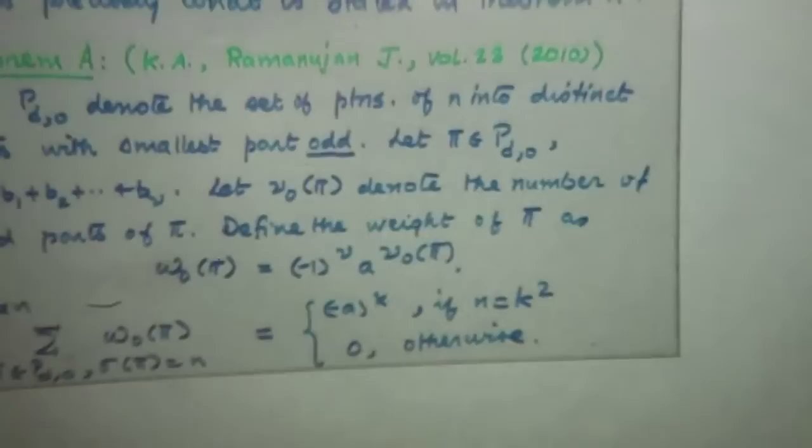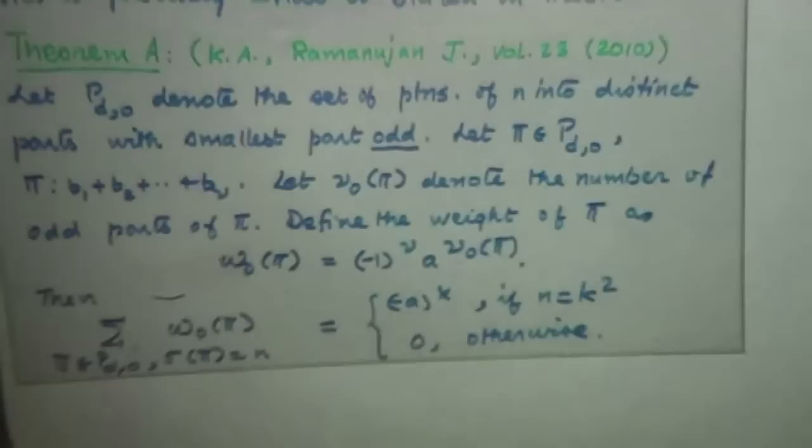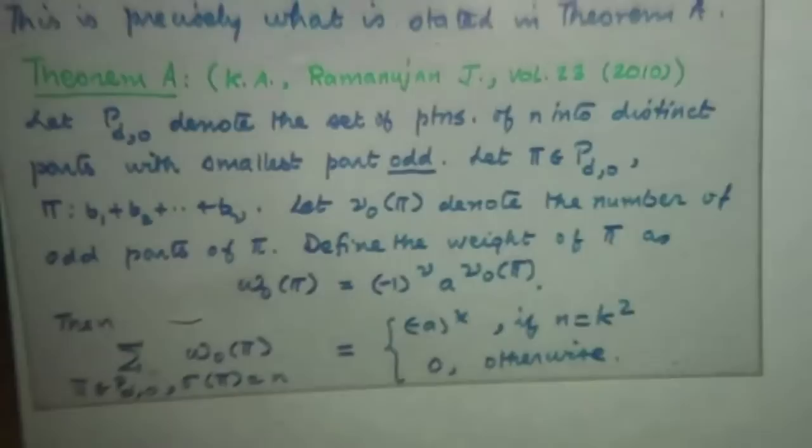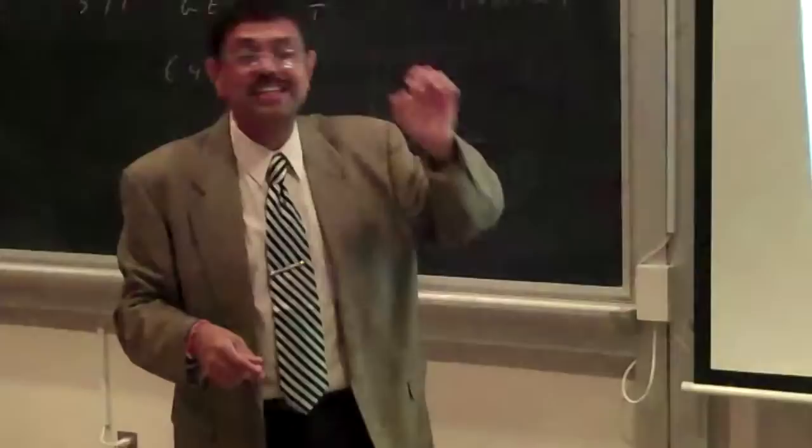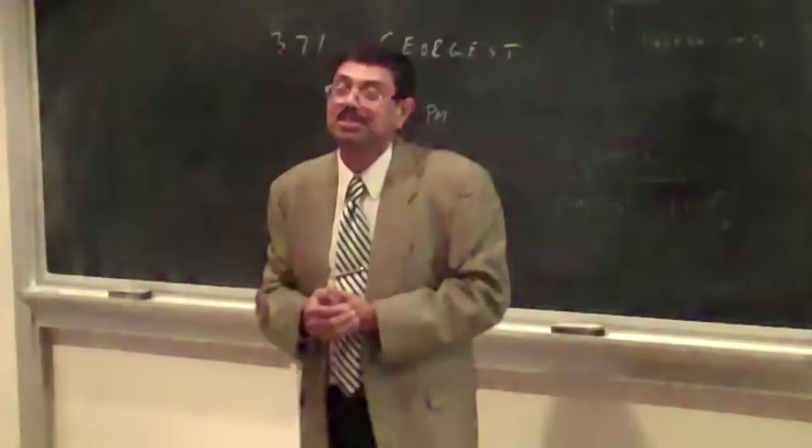This is truly amazing because you have an entirely different set of weights on the same set of partitions. You have the Ramanujan identity, and you have the Andrews identity, but the lacunarity is identical. It looks like the Andrews identity is counting partitions where the smallest part is even, but if you actually look at it, you will find that they are never counted because the weight is zero. So the emphasis here is on smallest part odd.